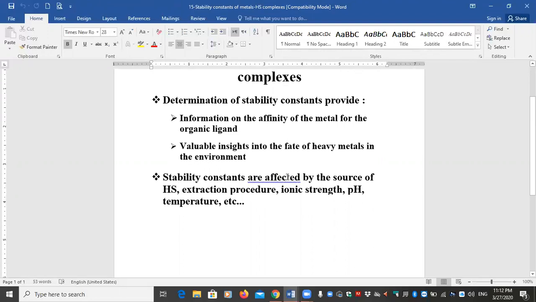It's because they are affected by the source of the humic substances themselves, the extraction procedure, how they extracted them to work with them in the laboratory, the ionic strength, which is the amount of salts and things around them when they formed it, the pH of the system, the temperature they worked at, and so on. So it's not always a stable number. It is a stability constant, but how you determined it in the lab will affect its value.